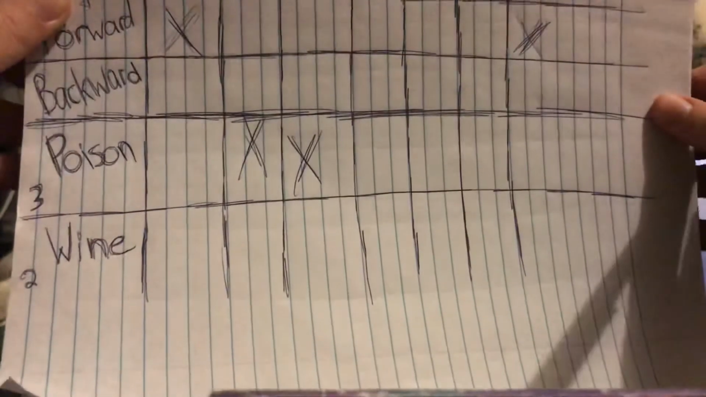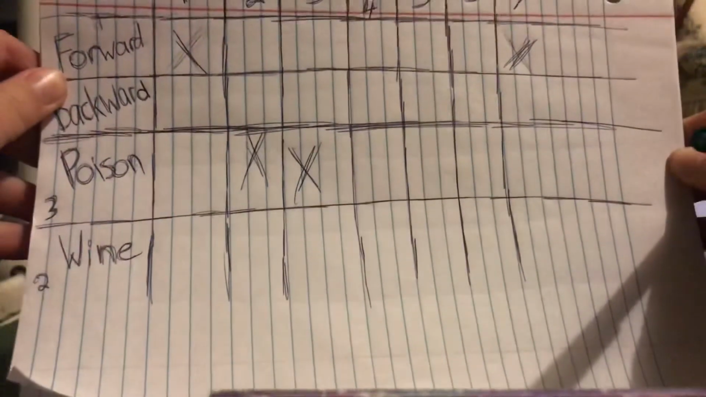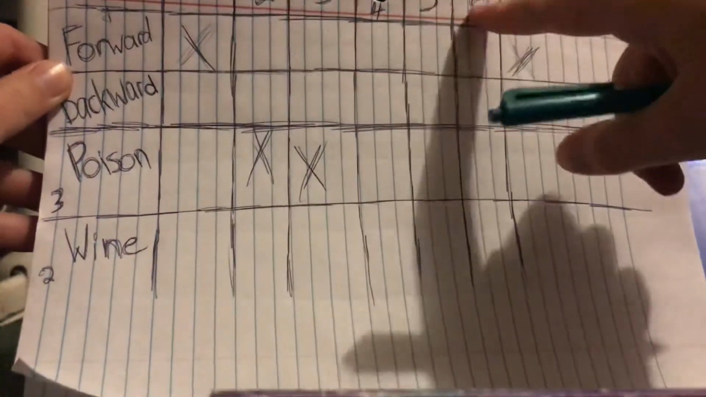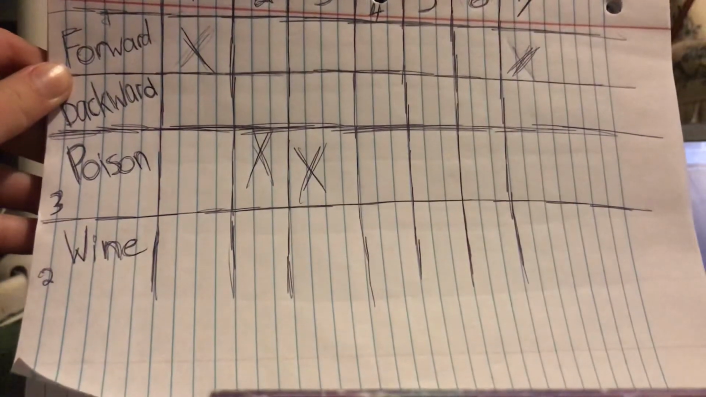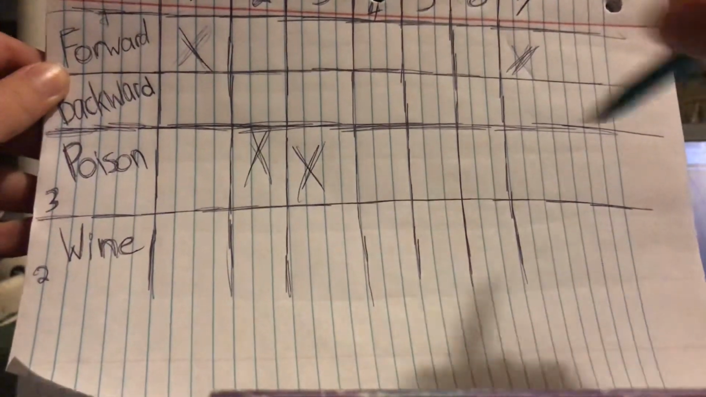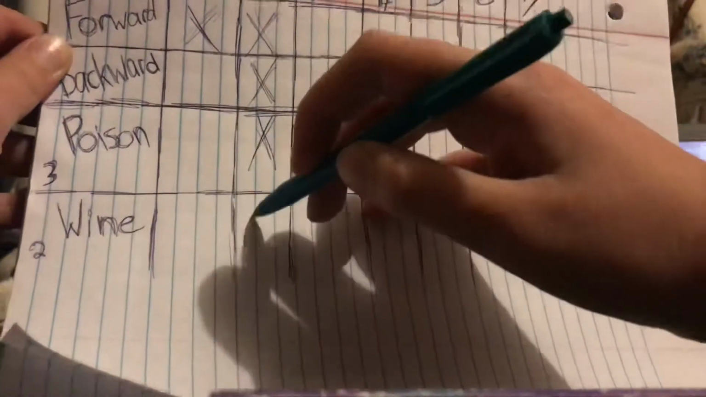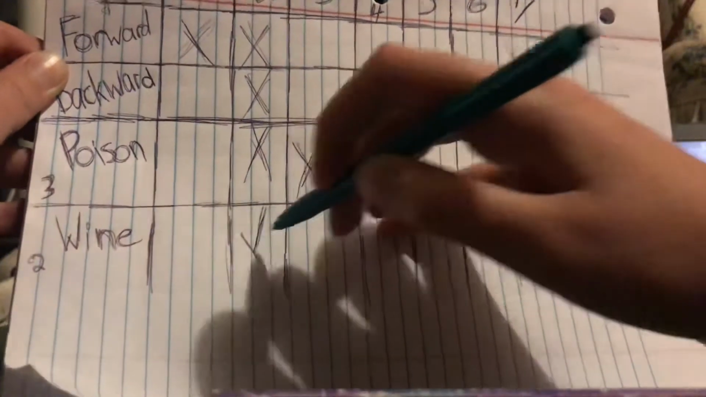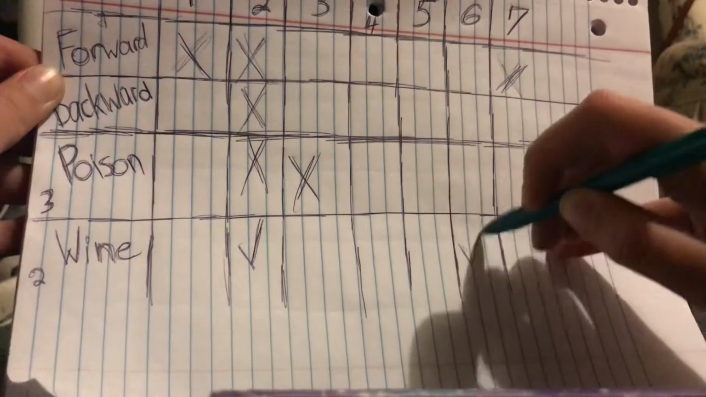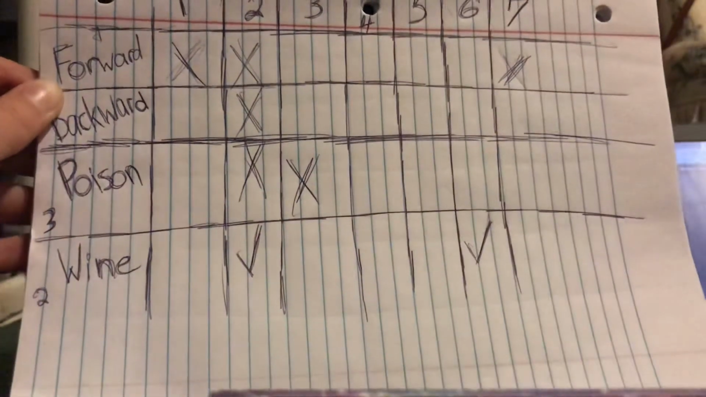And then the fourth one tells us that the second to the ends, which are 2 and 6, are twins, so they do the same thing, which means they can't be forward and backwards. And that leaves 2 being a wine. And since 2 and 6 are twins, we can go ahead and mark 6 as a wine as well.